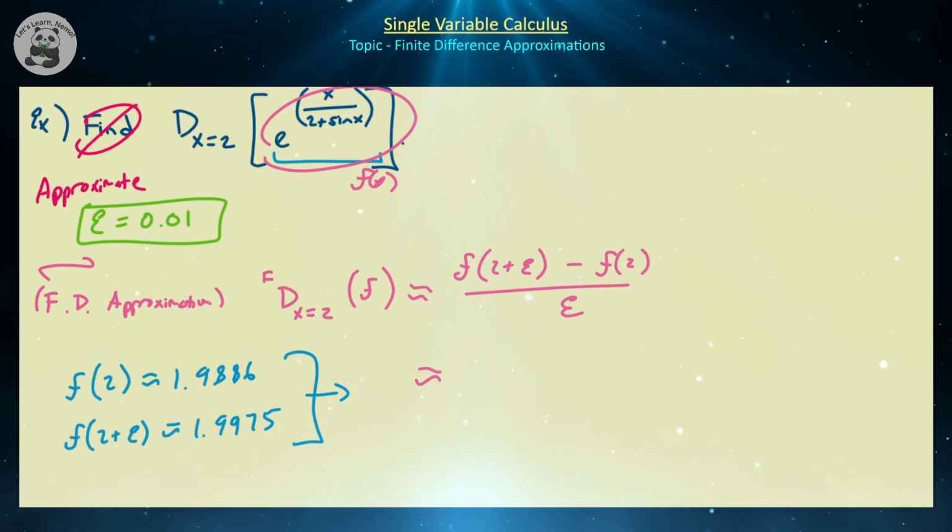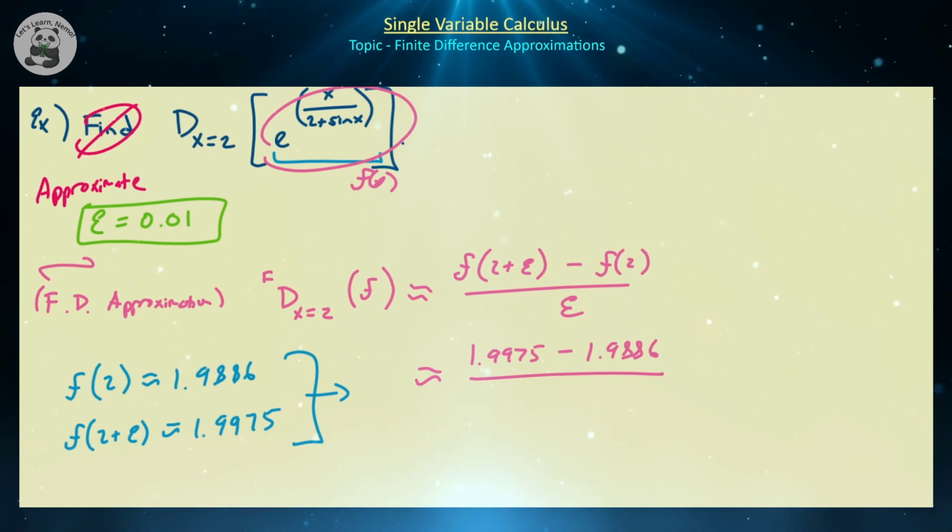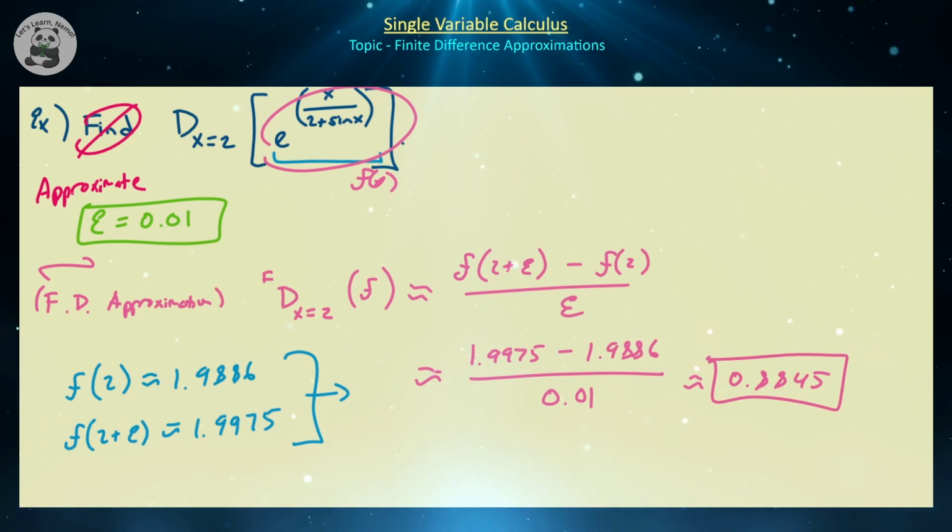So from these two values, you can find that this finite difference approximation is approximately equal to 1.9975 minus 1.9886. That's obviously going to be a positive difference, so we have evidence to believe that this function is increasing there. Divided by our chosen epsilon value, make sure you keep that consistent. And that's going to be approximately equal to 0.8845. So that's the approximation to the derivative at this point.